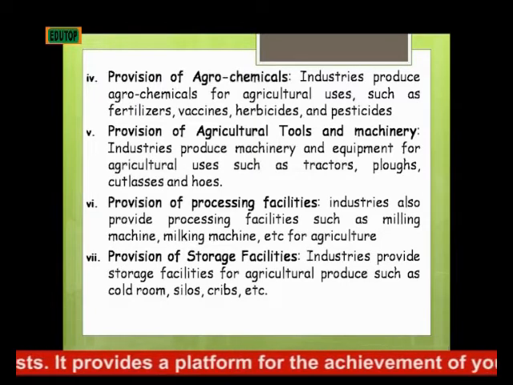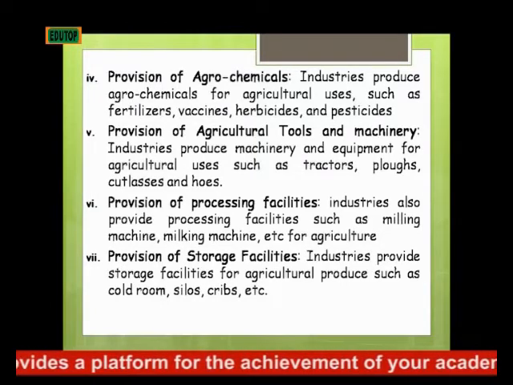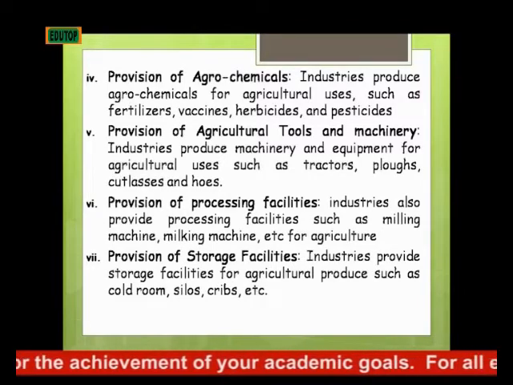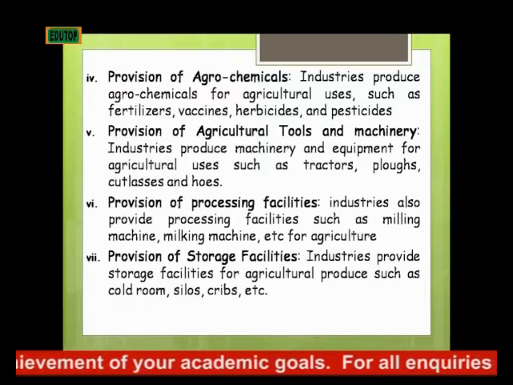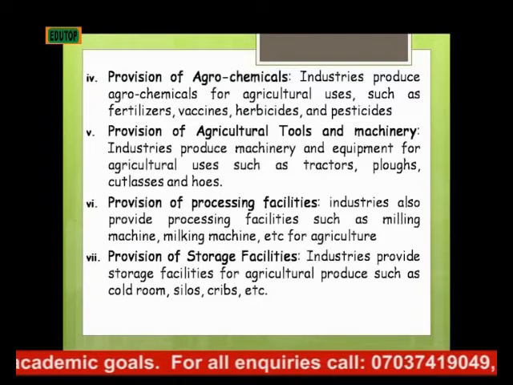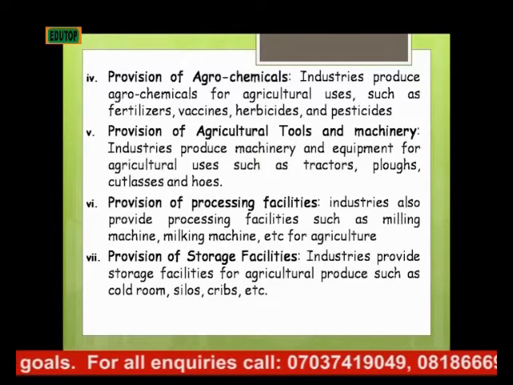Then the 8th relationship that we have is the provision of storage facilities. Industries provide storage facilities for agricultural produce, such as the cold room, the silos, and then the cribs.